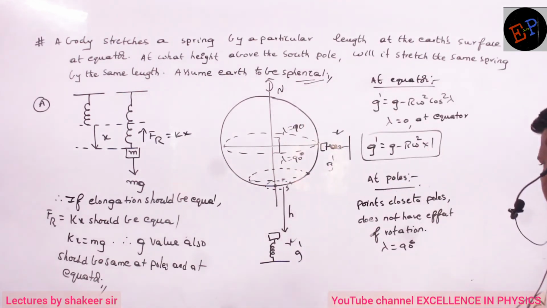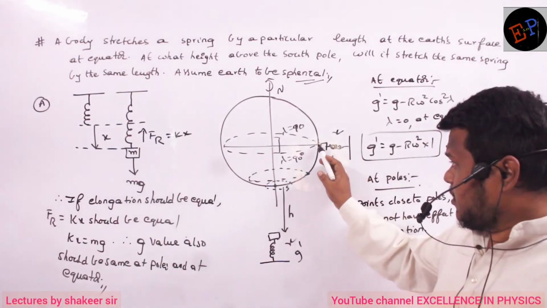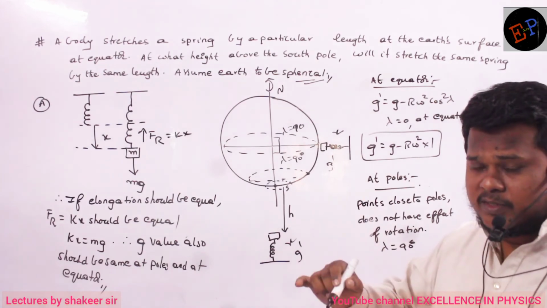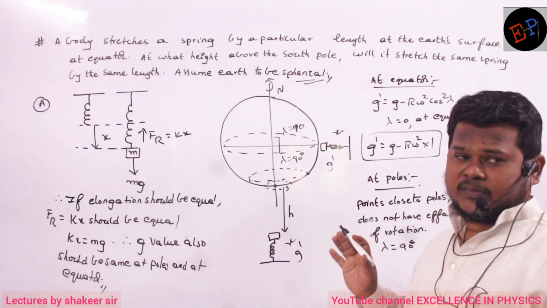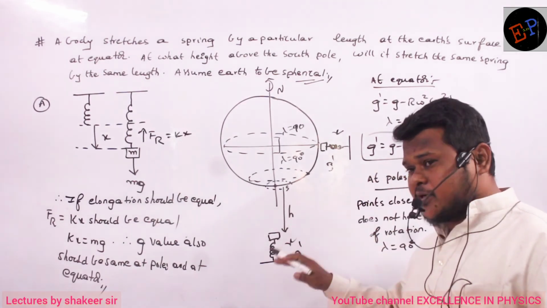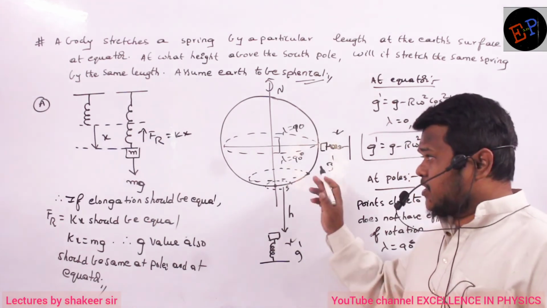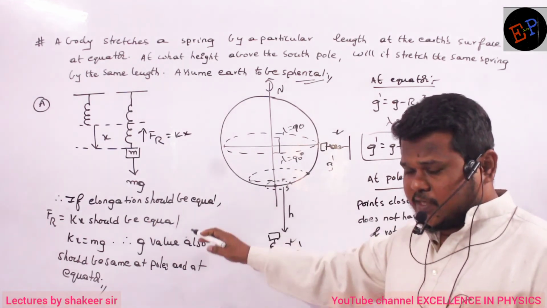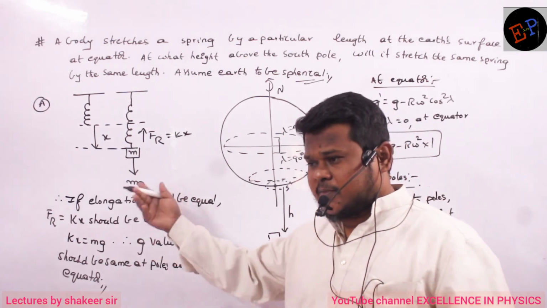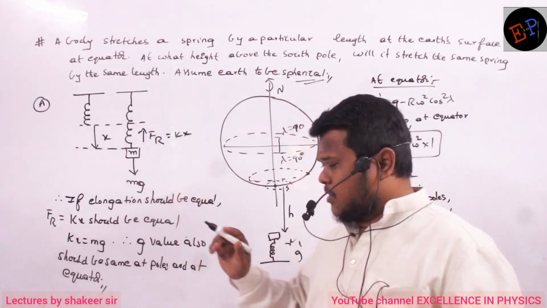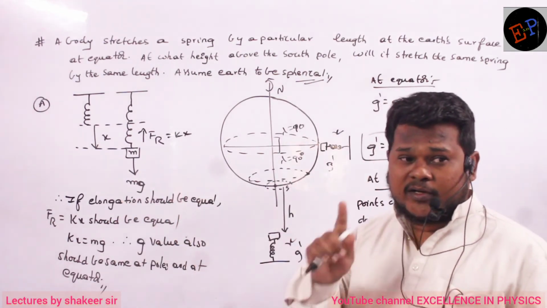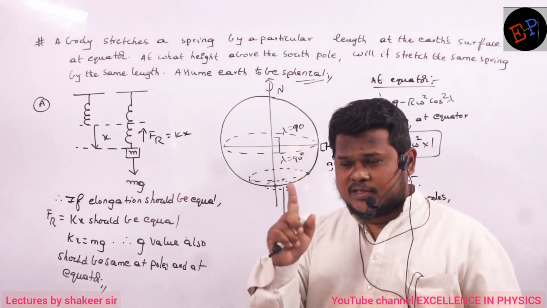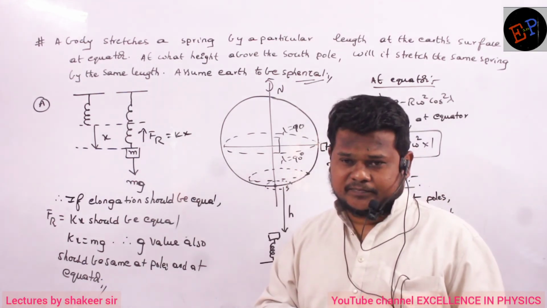So here what is happening? At the equator, the g value reduces because of rotation. At the poles also the g value should reduce, no? Because the same g value should be there. If the same g value is there, the weight is the same. If the weight is the same, the elongation will also be the same. Now at the poles, how can I reduce the g value?